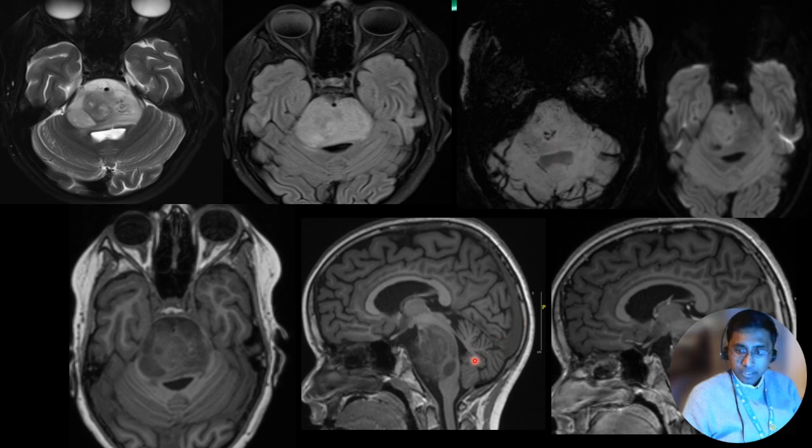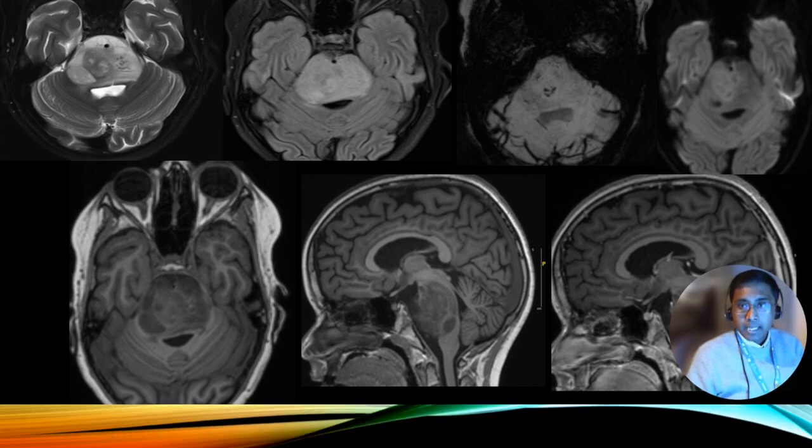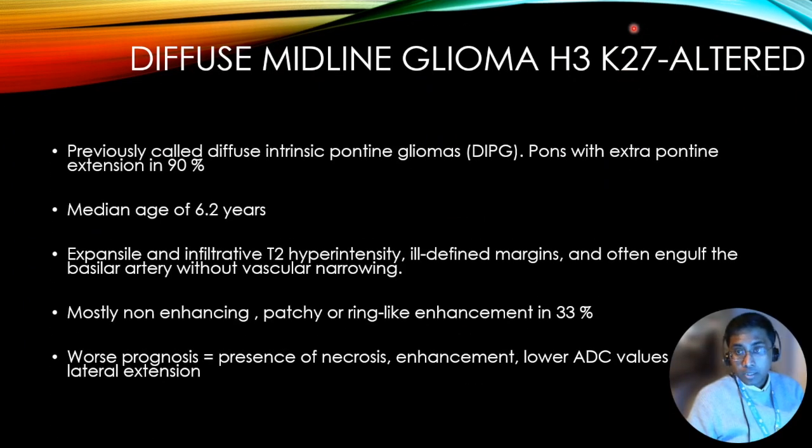And in the post-contrast images, we have the pre and the post-contrast side by side. We can see that there are a few areas of enhancement within the mass without any significant diffusion restriction. So in summary, we have an expansile lesion involving the pons and which is encasing the basilar artery. I'm sure most of you would know the diagnosis by now. So this is a typical diffuse midline glioma, and as we call them now, it's called H3K27 altered.